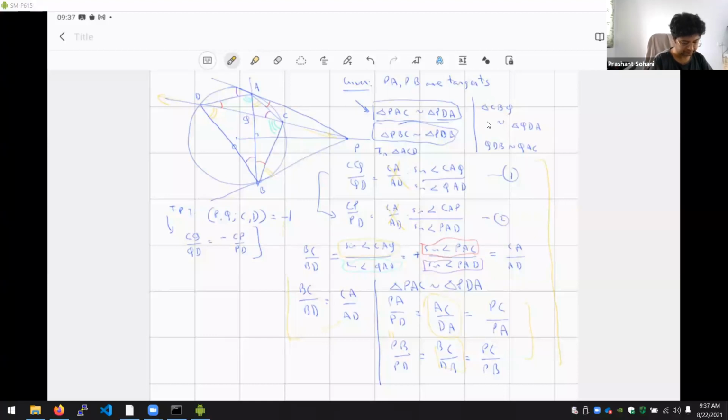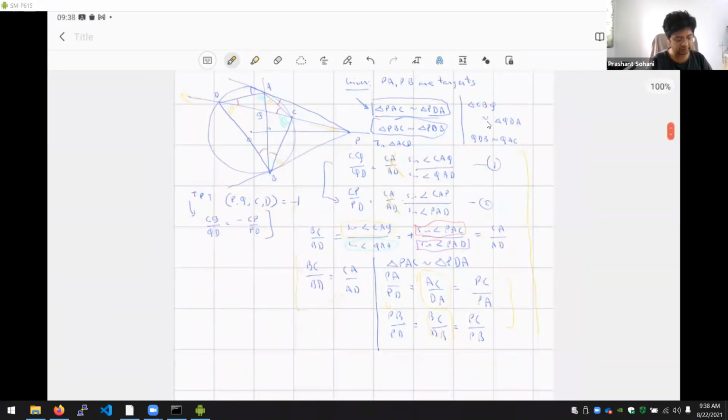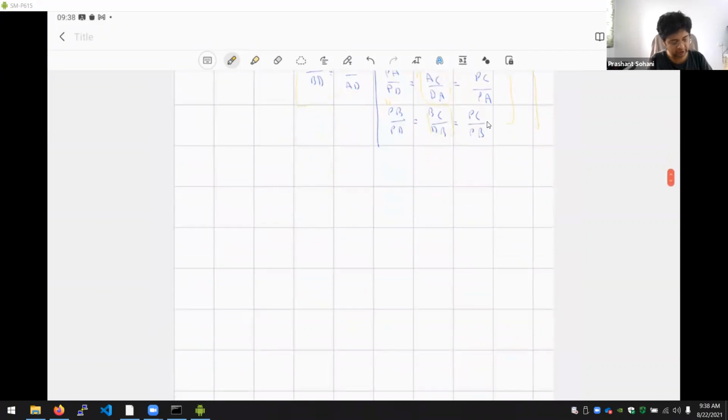So, how do I explain? Okay, let's redraw this diagram in a slightly different way. It's the same diagram, but our starting point will be slightly different.